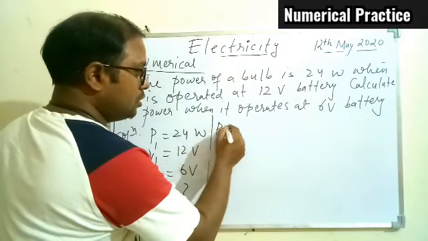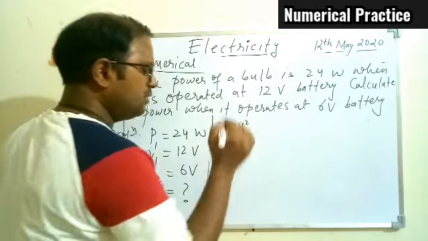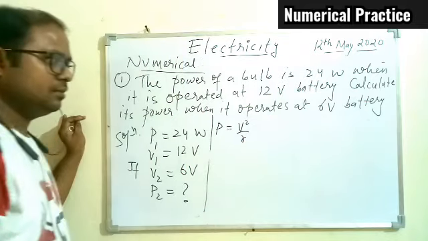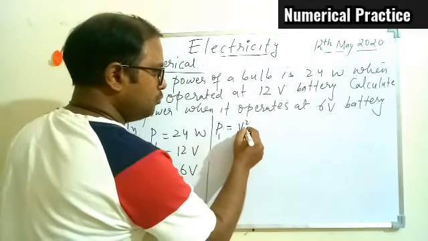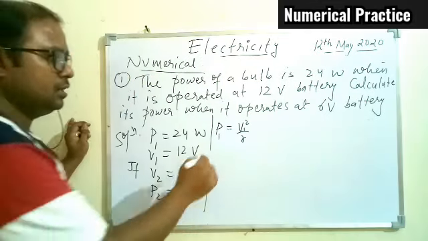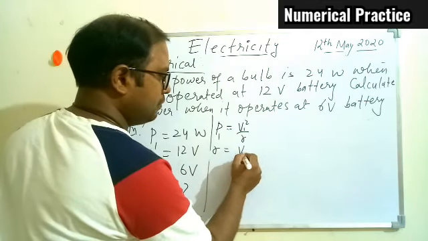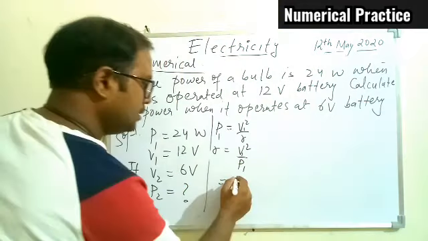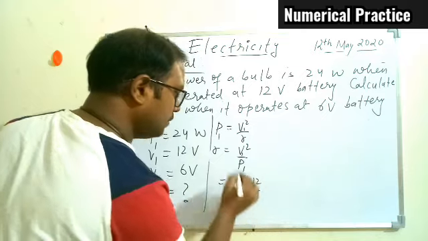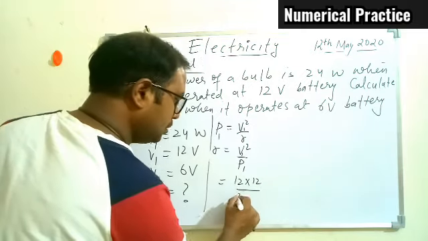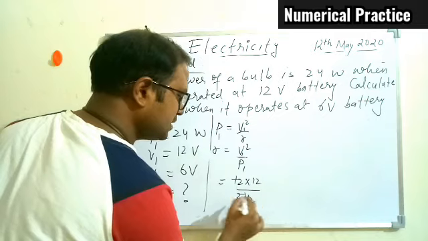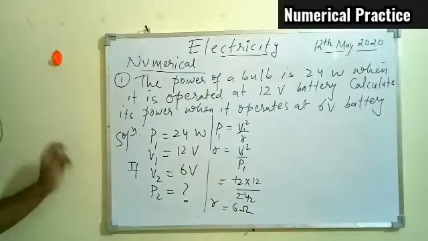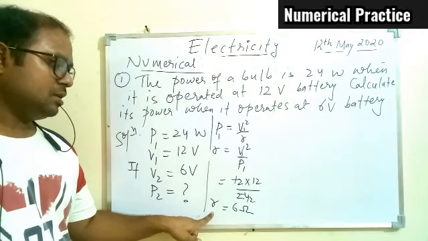So we know P is equal to V square upon R. We are trying to find the internal resistance. Let it be small r. Am I clear? So P1 will be V1 square upon r. So r will be V1 square upon P1, and V1 is how much? 12 square, that is 12 into 12. Power is how much? 24. So this is coming how much? 6. So the internal resistance of the bulb is 6 ohm.